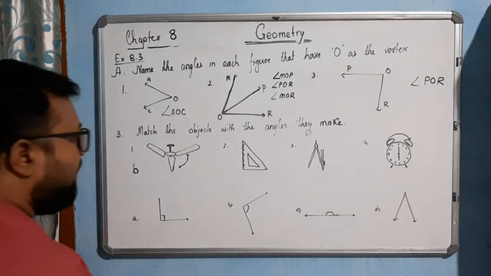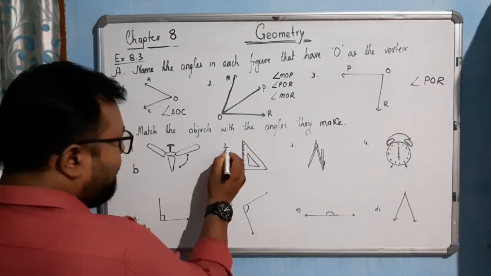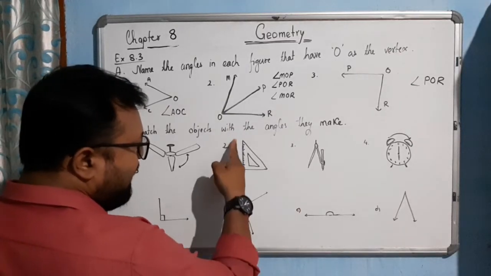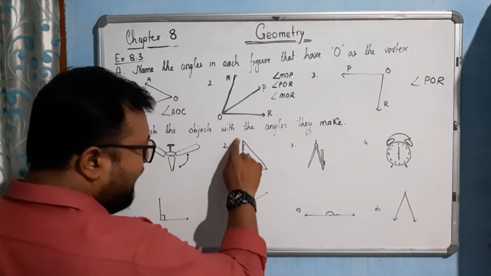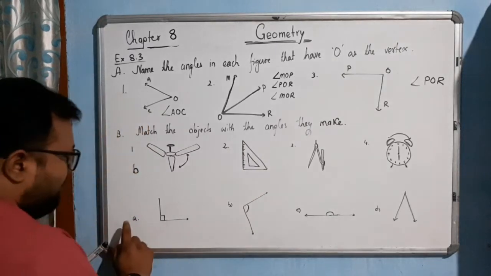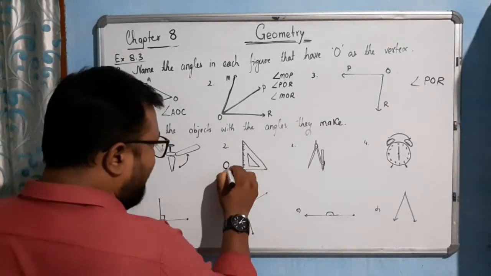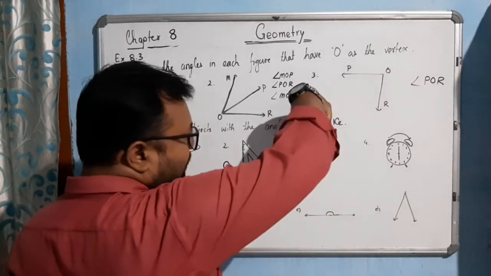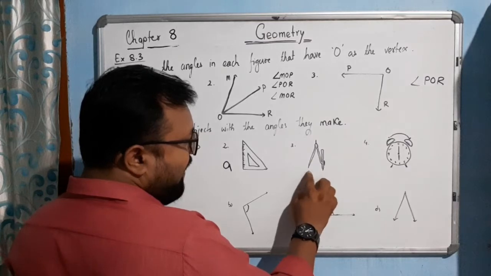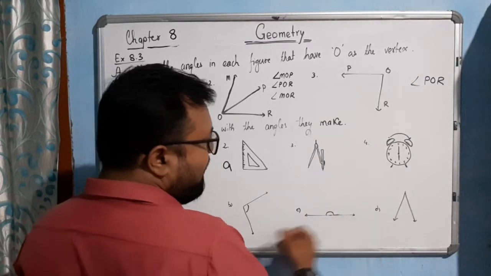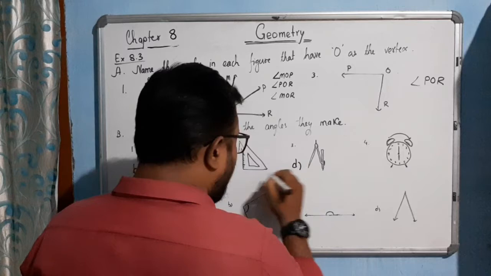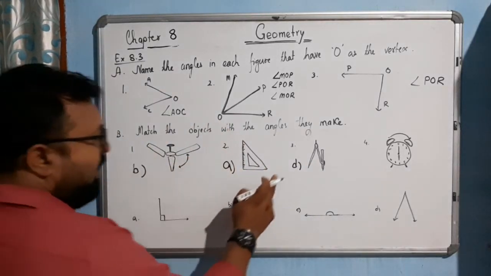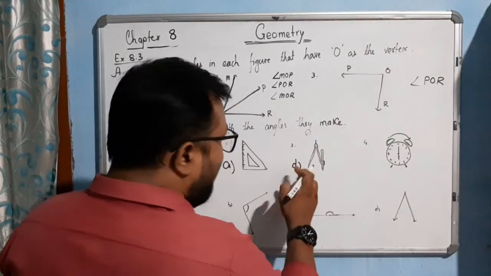Is that clear? For 2, it is directly in 90 degrees. See, this side and this side, 90 degree. So it resembles A. So let me write here A. For 2A. Is that clear? Now for 3, it is acute angle, less than 90 degree. Angle is very less. So it resembles D. So I will write here D. Okay. For 1 it is B. For 2 it is A. And for 3 it is D.